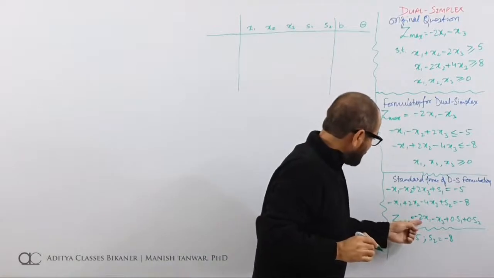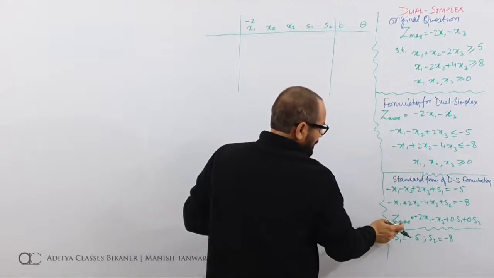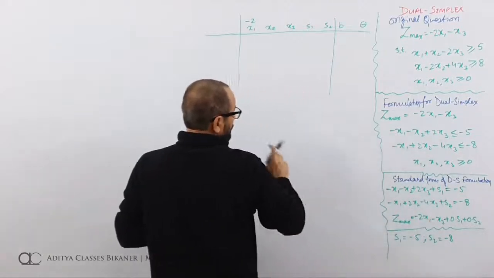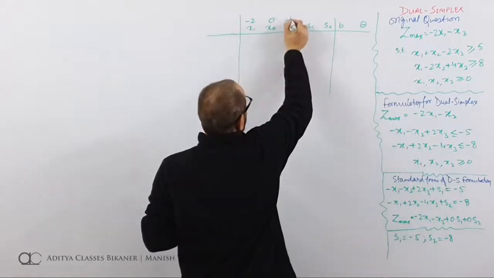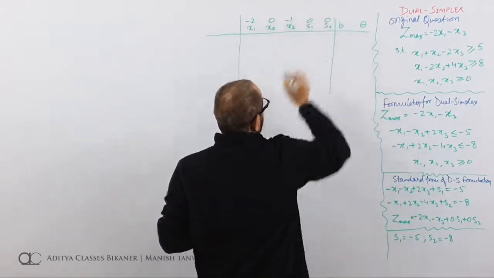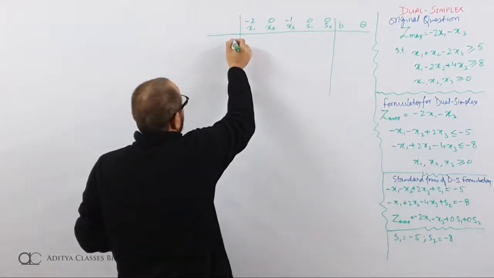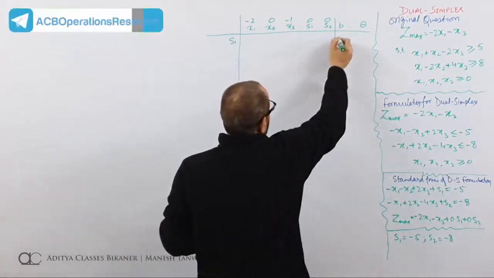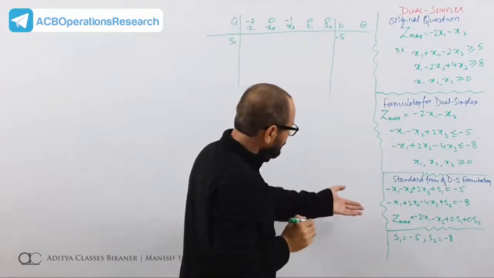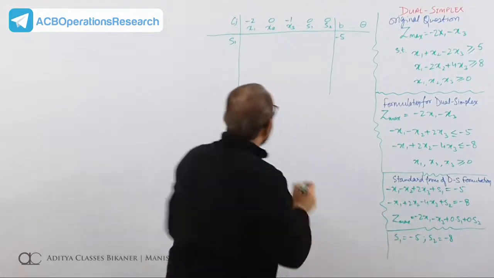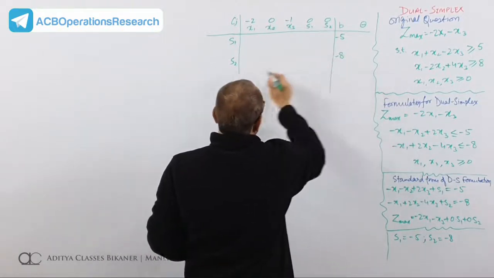Contributions of these are -2, 0. We get contributions from the objective function. x1 is contributing -2, x2 is contributing 0, then x3 is contributing -1, 0 and 0. What is my IBFS? S1 is equal to -5. These are contributions. Then another one is S2 is equal to -8.